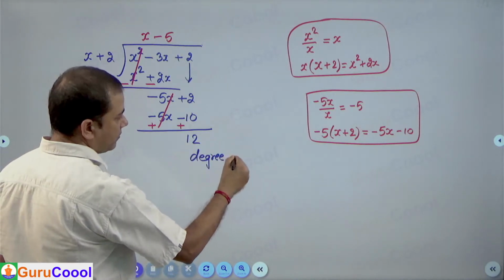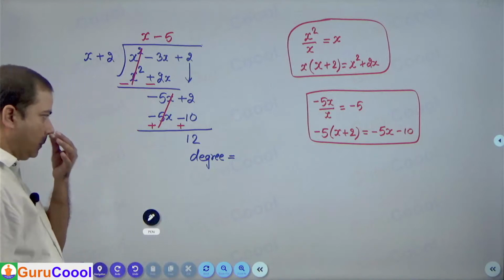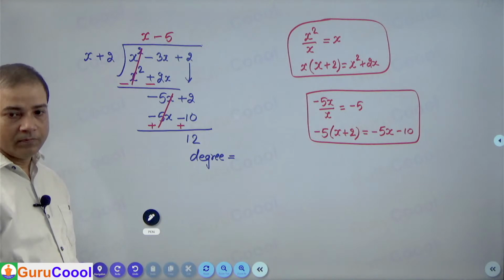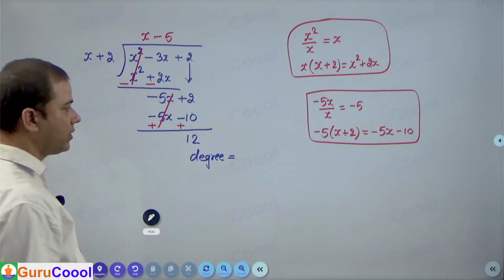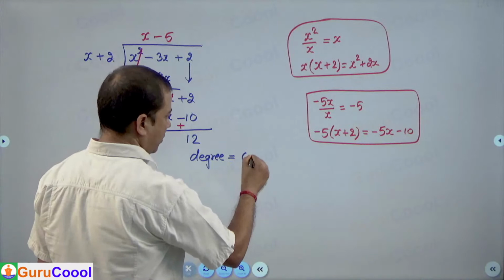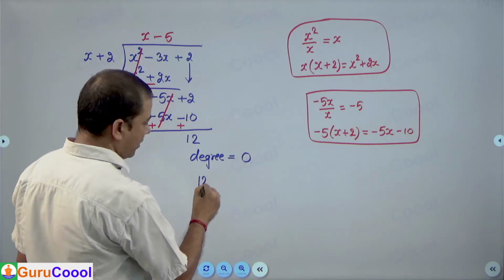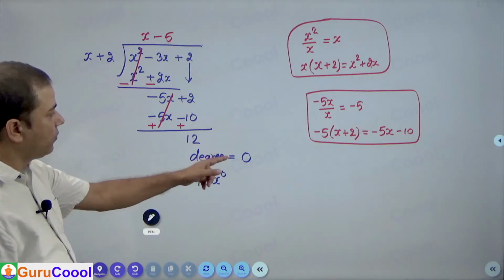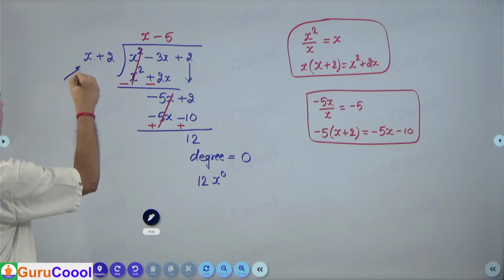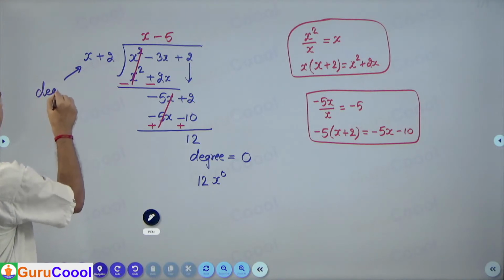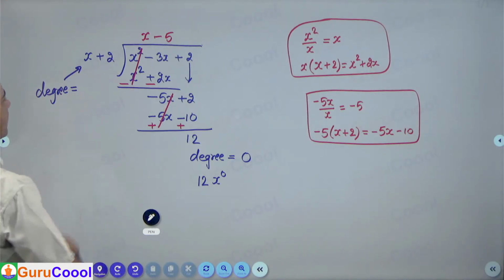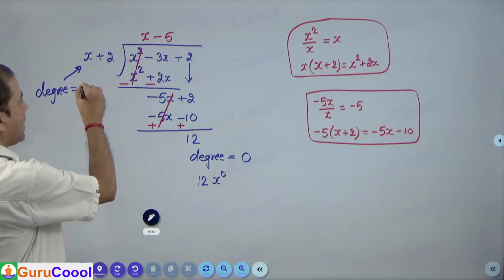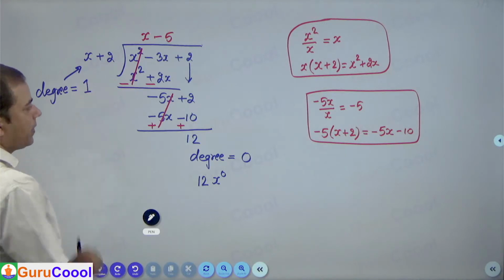Degree of 12. Degree is 0. I told you 12 means 12 into x power 0. Variable has power 0, so degree is 0 for this. And what is the degree for this? That is 1.